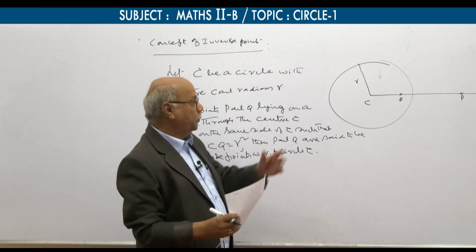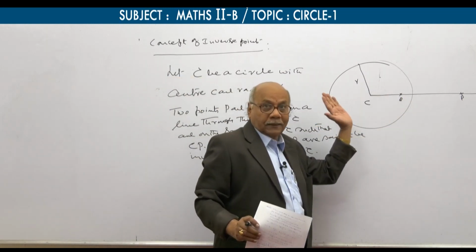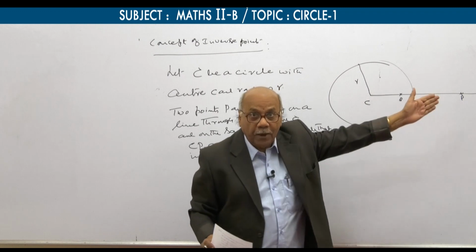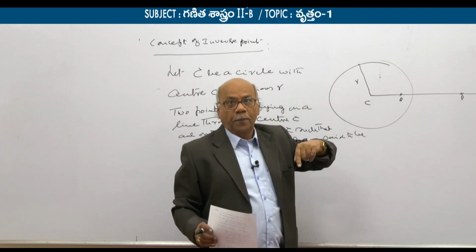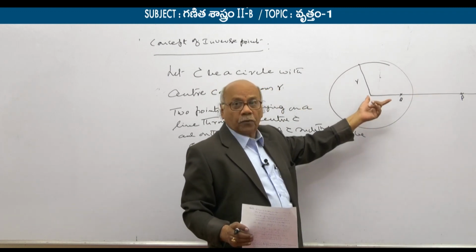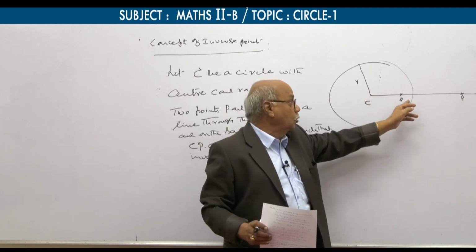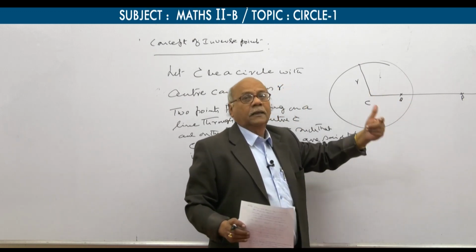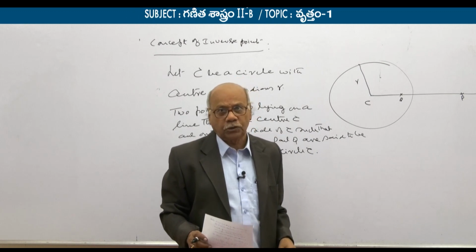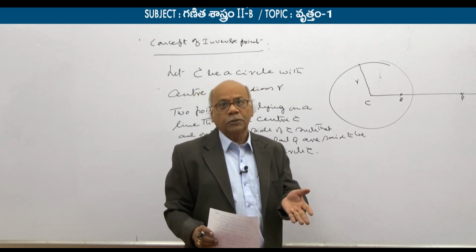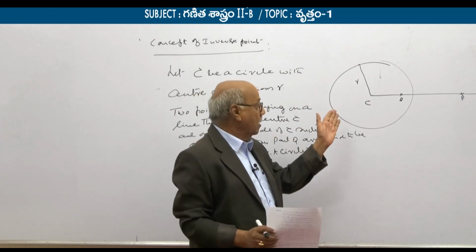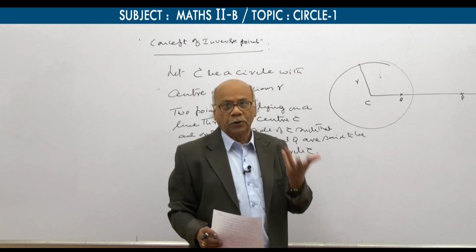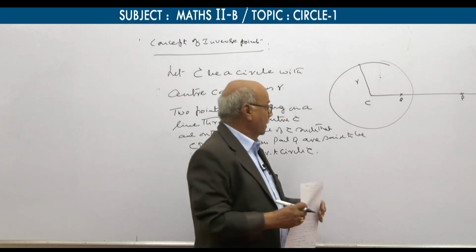For inverse points, the 2 points must lie on the same side of the center on a line passing through the center, with the property that the product of the distances of points P and Q from the center must be equal to the radius square. Then we call P and Q inverse points with respect to the given circle.